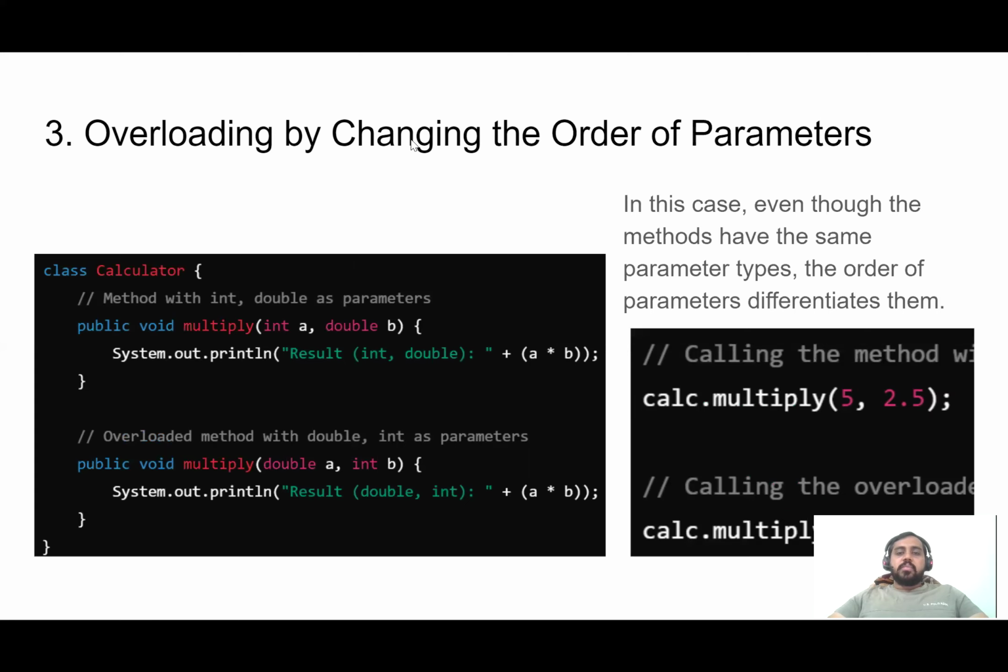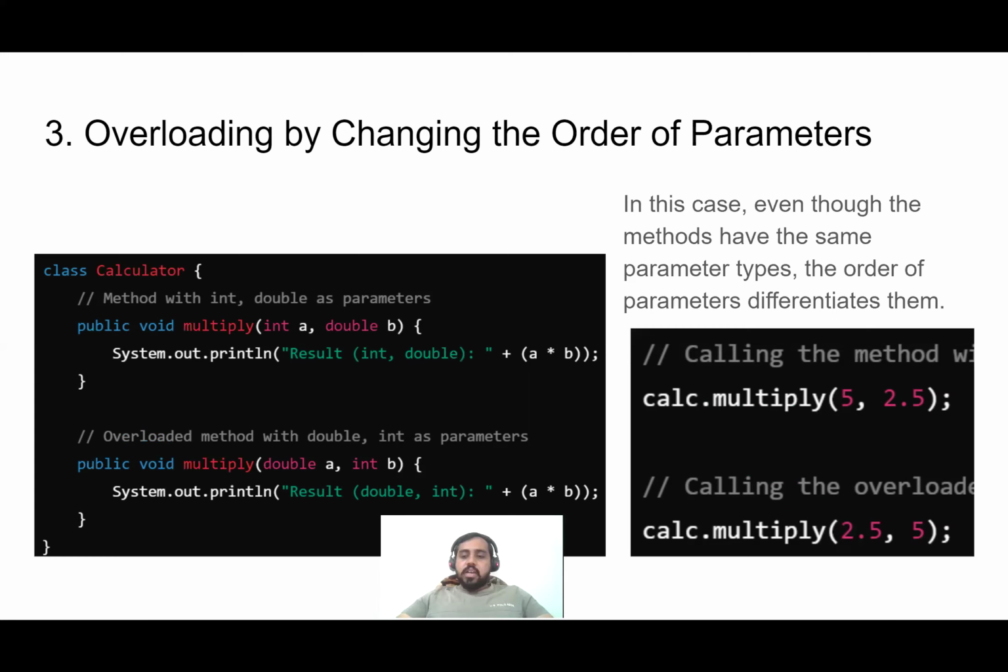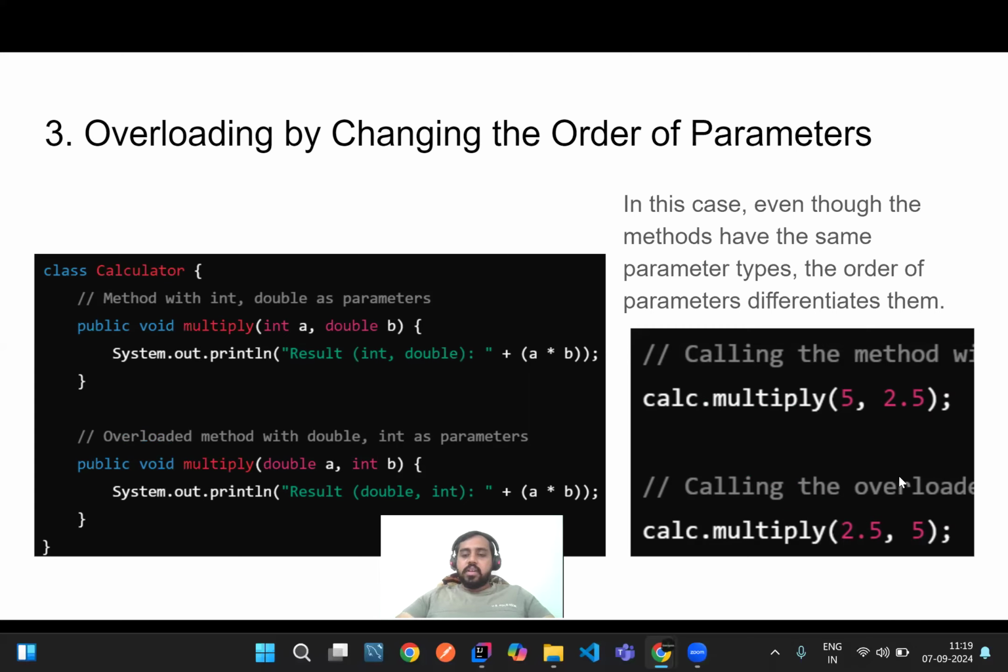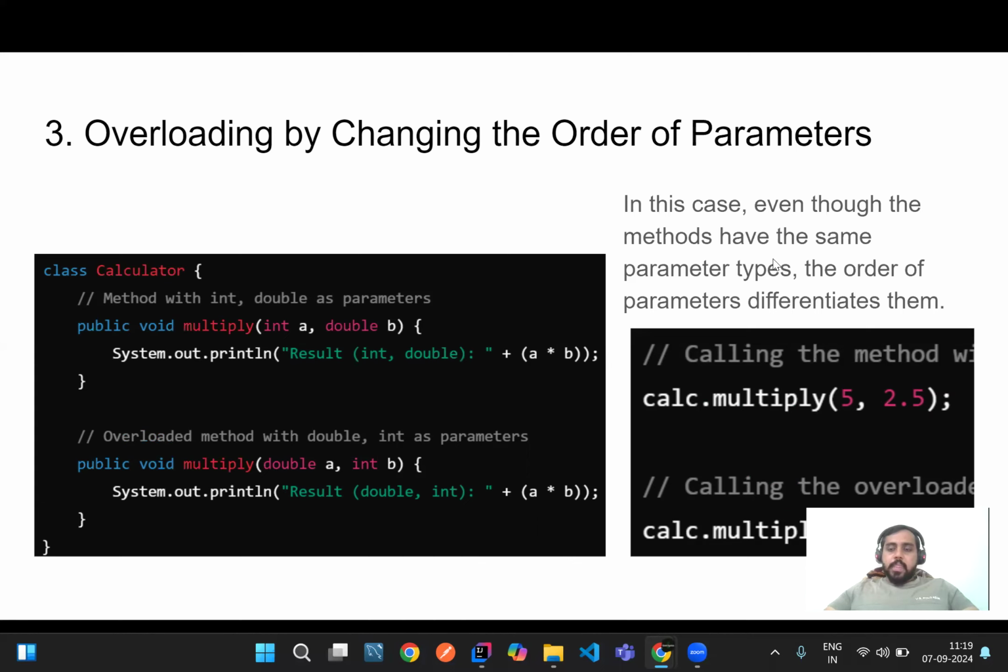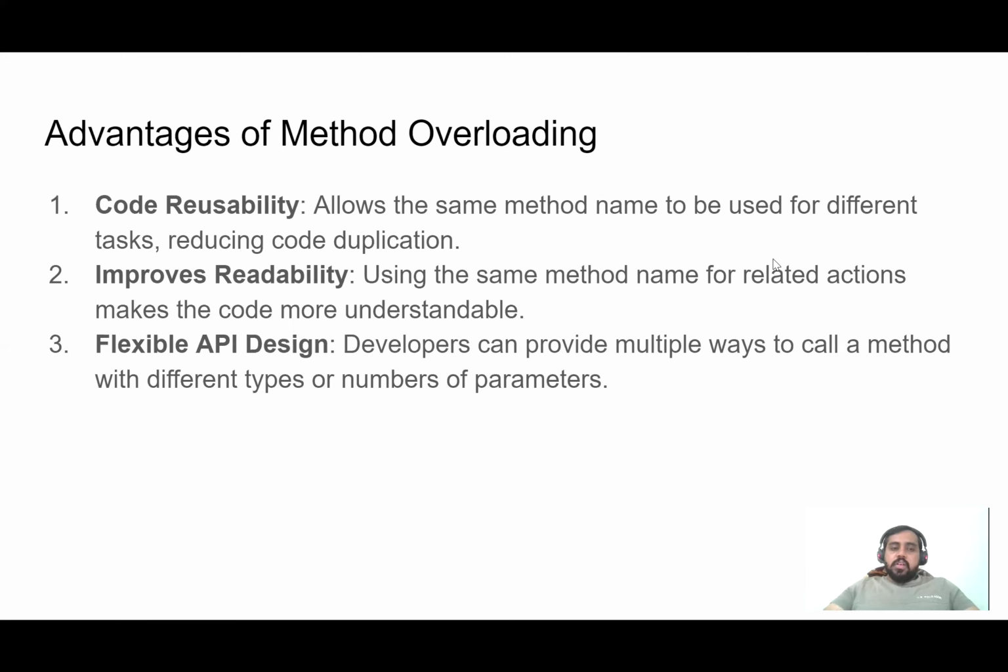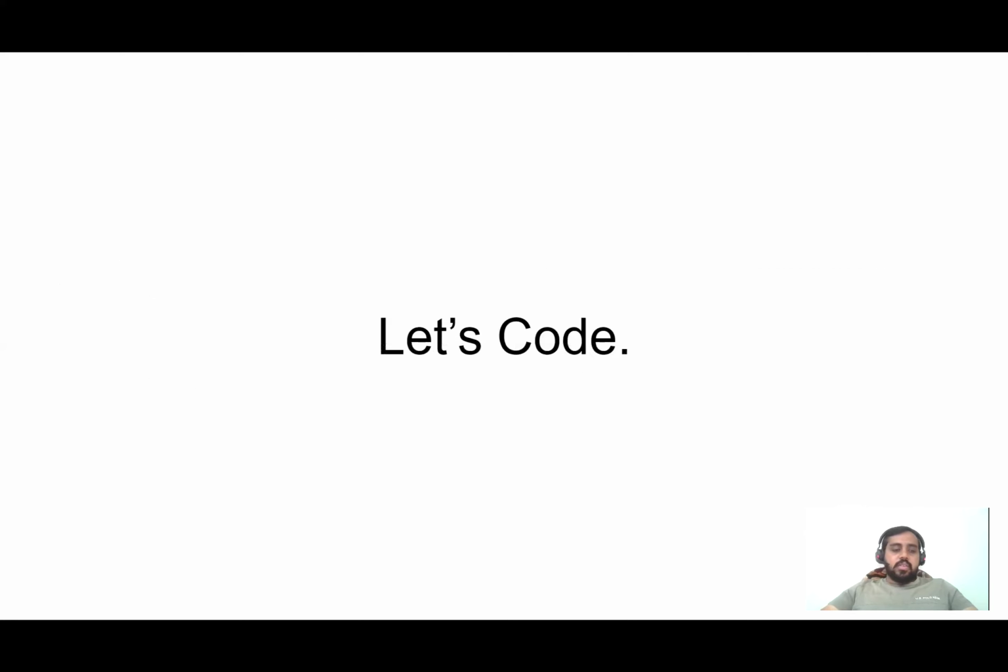And overloading by changing the order of parameters. Here my program will accept int a and double b. In another method, double a and int b. So I can easily call it. However the data comes in, my program will handle it because of method overloading. The advantages of method overloading are improved code readability, code reuse, and flexible API design. Okay. So let's code method overloading.